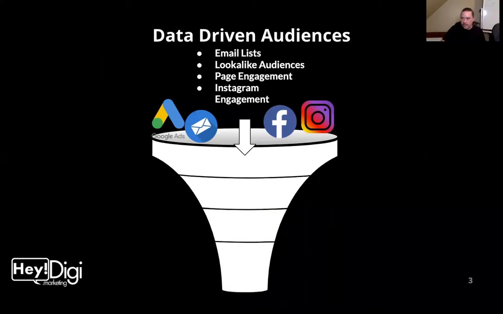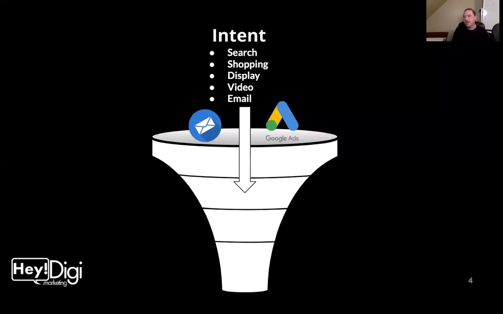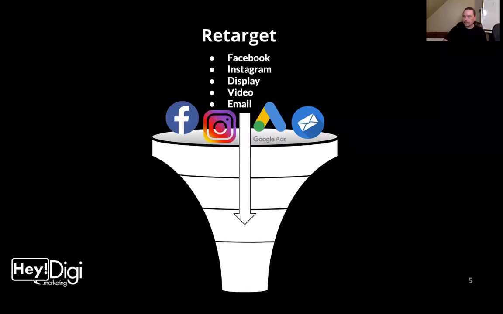So data-driven audiences, again, those fall under email lists, lookalike audiences, page engagement, and Instagram engagement. There we go. Those all fall under data-driven audiences. And you'll notice that Google Ads is there the whole time. Intent-based: search, shopping, display, video, and email. All of those are wildly important. And Google Ads, again, is right there.